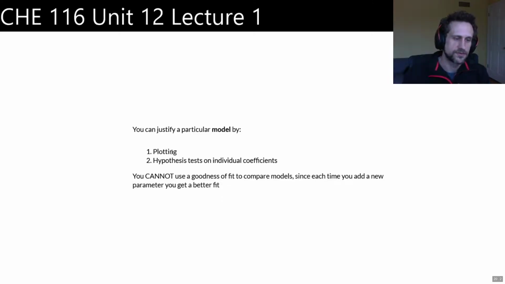Okay, so these are the 2 ways you can say, hey, this needs, like maybe that polynomial example, you weren't sure if you needed the x squared term. You could evaluate that by using a hypothesis test or by plotting it with and without an x squared term in the regression.